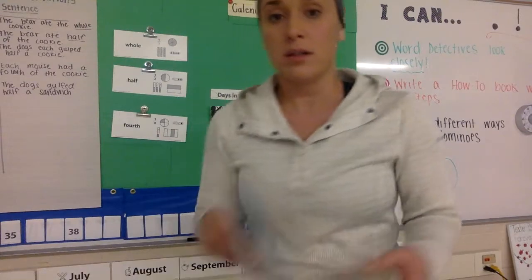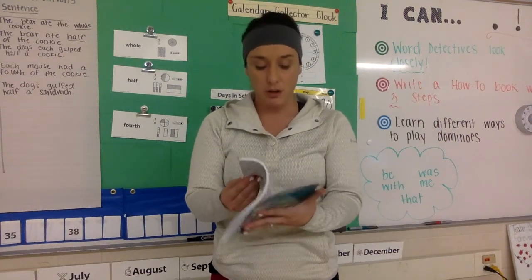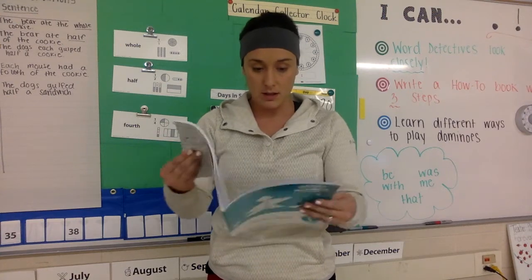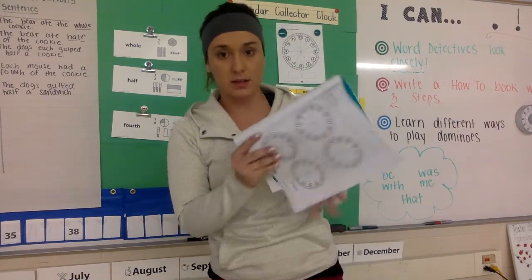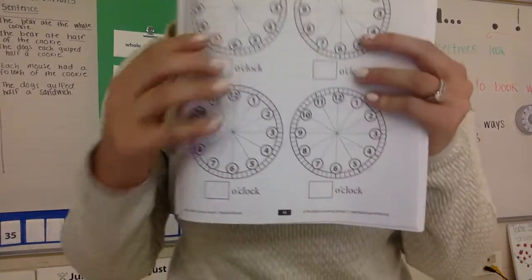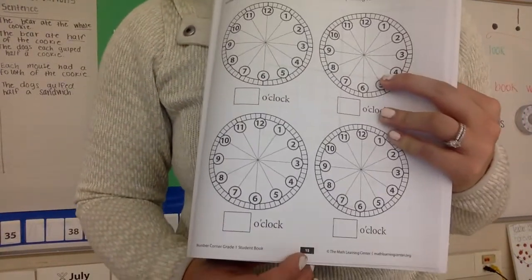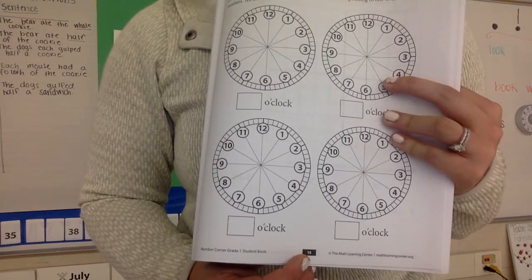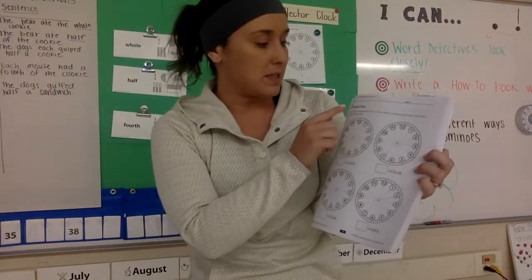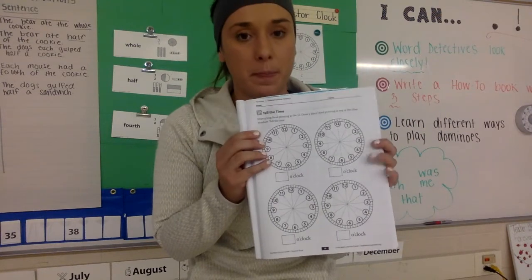All right. So you should have your number corner book. What I want you to do is find page 15. That is a 1 and a 5, and it's going to look like this. Look at the number 15. Can you see it? So it's a 1 and a 5. 15. And at the top it says, tell the time.